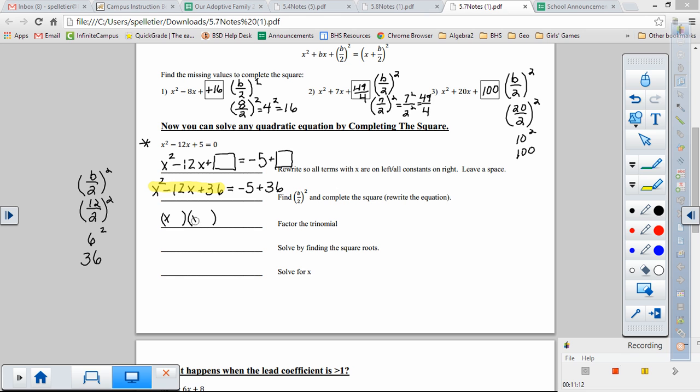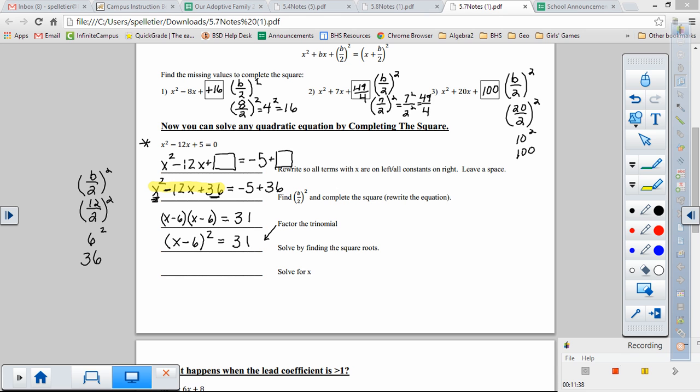X times x gives me the x squared. And 36 is 6 times 6. And it's a negative symbol in here, so I'm going to put negative symbols in here. Equals 36 minus 5 is 31. And then I'm going to move this down. We're going to factor this. So it's going to say x minus 6 squared equals 31.